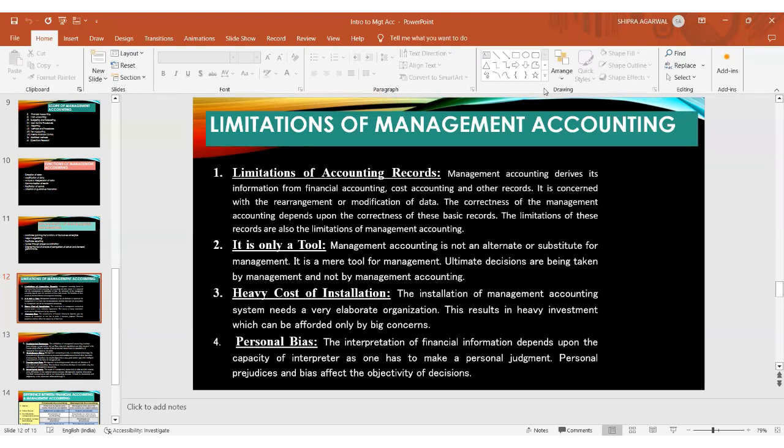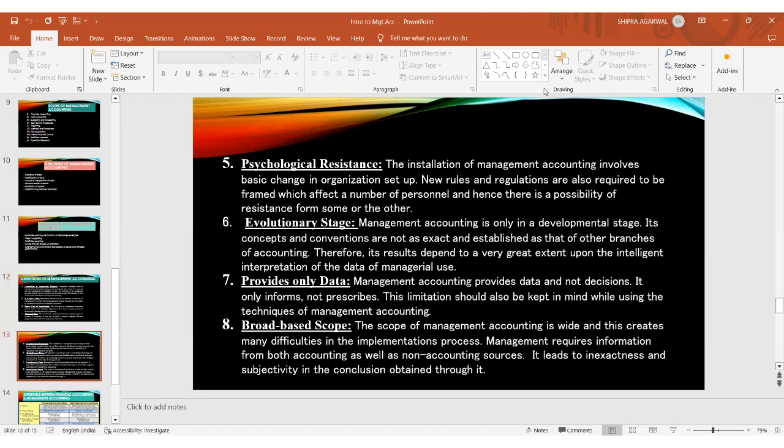These personal prejudices and biases can affect the objectivity of the decision. Based on your personal bias, the decision taken will also vary. Then it also has a psychological resistance, because if you want to implement this management control or management accounting department in the organization, then people know that at every stage, you will be continuously monitored. So as a result, the staff members have a resistance.